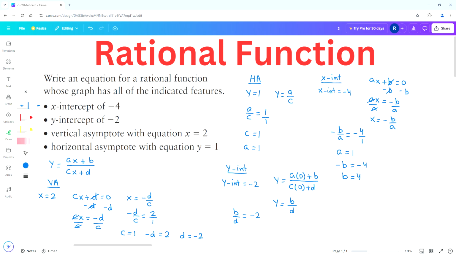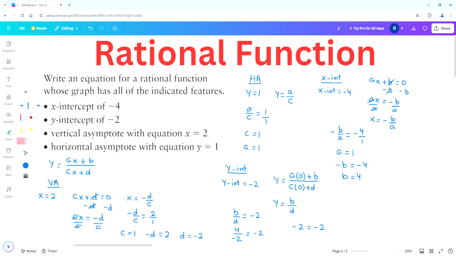We can sub in the values of b and d to check if the left side becomes equal to the right side. We found b equals 4 and d equals negative 2. 4 over negative 2 is equal to negative 2. So the left side becomes equal to the right side. That means the values we found validate the given y-intercept.